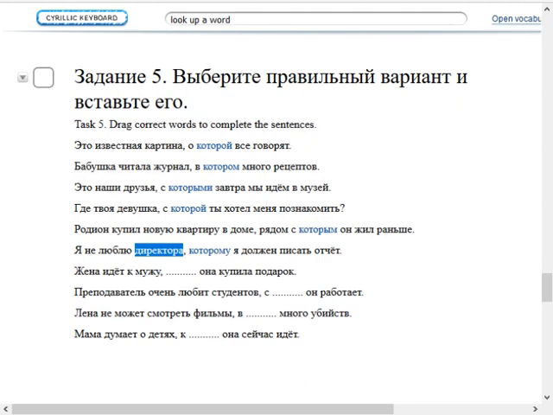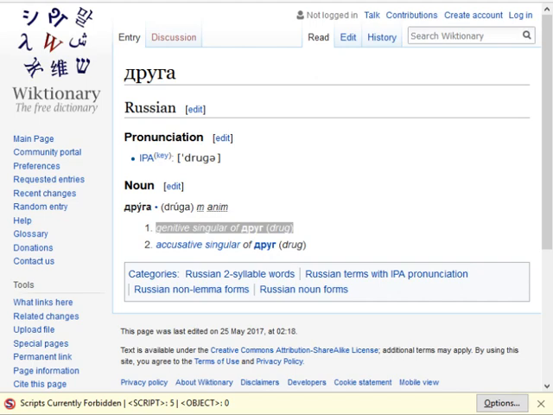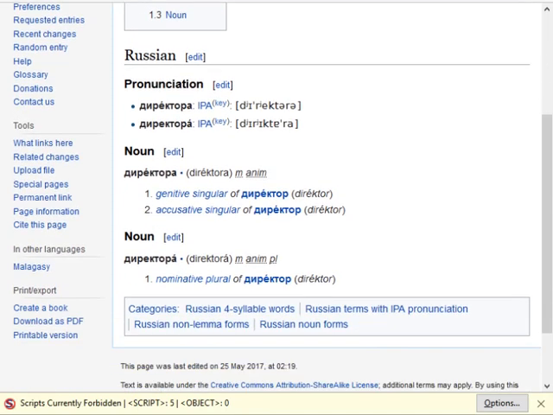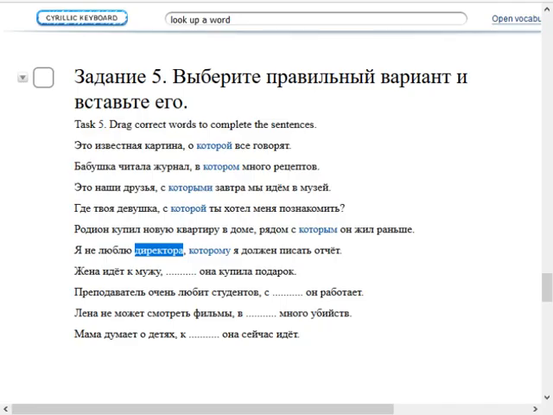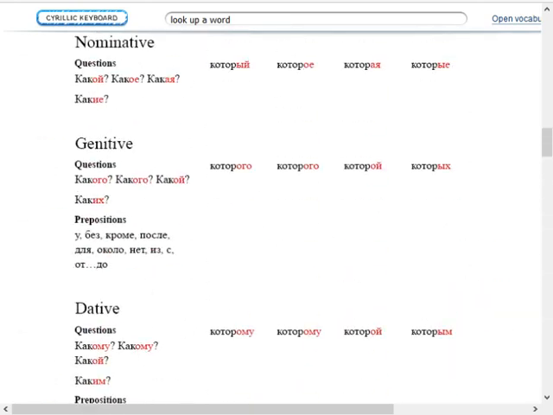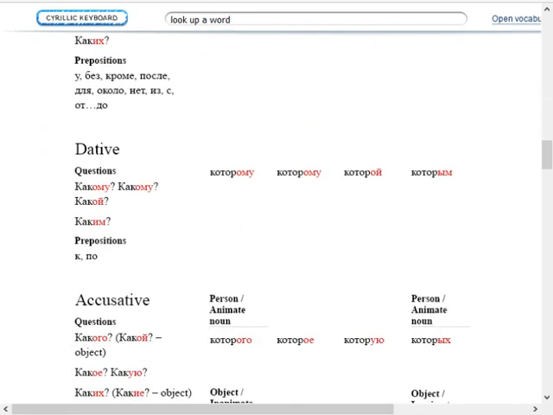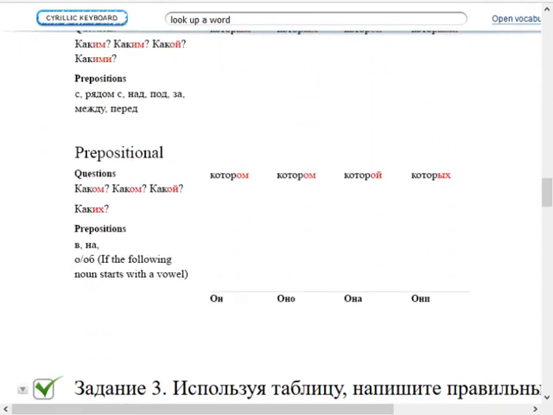Let me copy and paste this into Wiktionary because I think. My first impulse was to think that it's a female director, but no, it's probably just because it's accusative. So accusative singular of director is directora, with an A on the end. So it's not a female director, it's just a director. So it's a masculine noun and then dative.